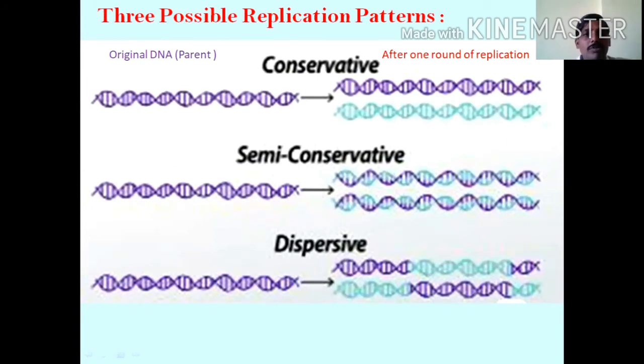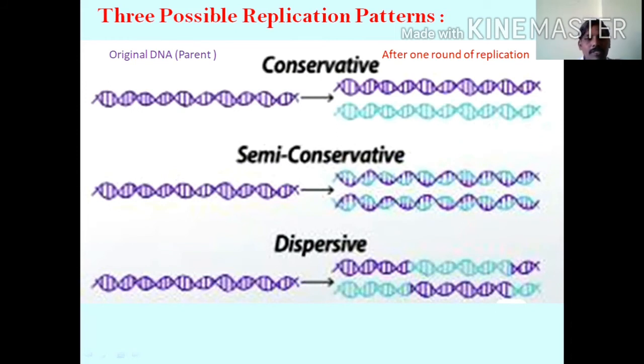In the conservative model, after completion of the replication process, two daughter DNA molecules are produced. One of the daughter DNA molecules contains two old strands, and the other contains two new strands. That means one complete DNA molecule is as usual of the parental type, and the second one is completely new. That is called the conservative DNA replication model.